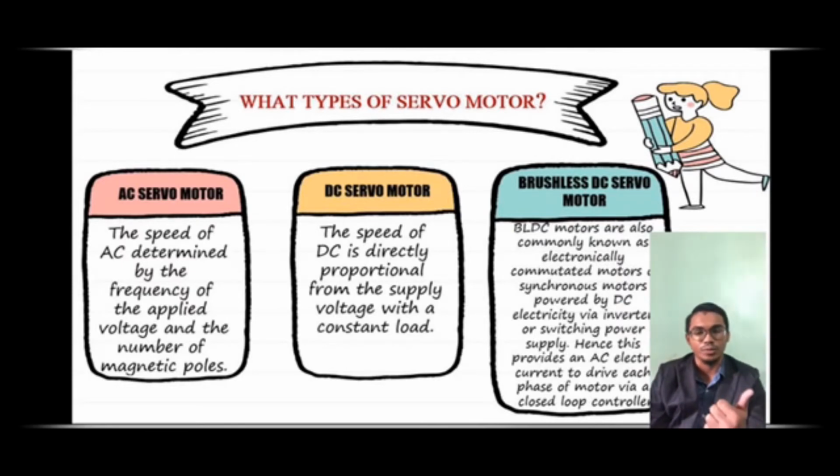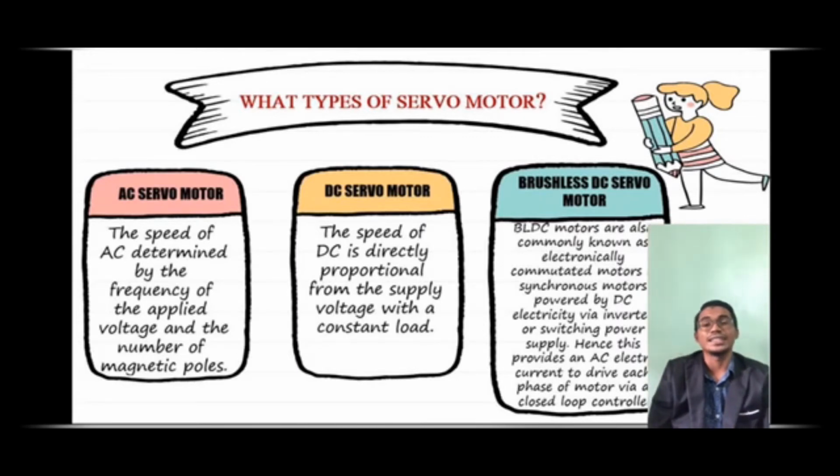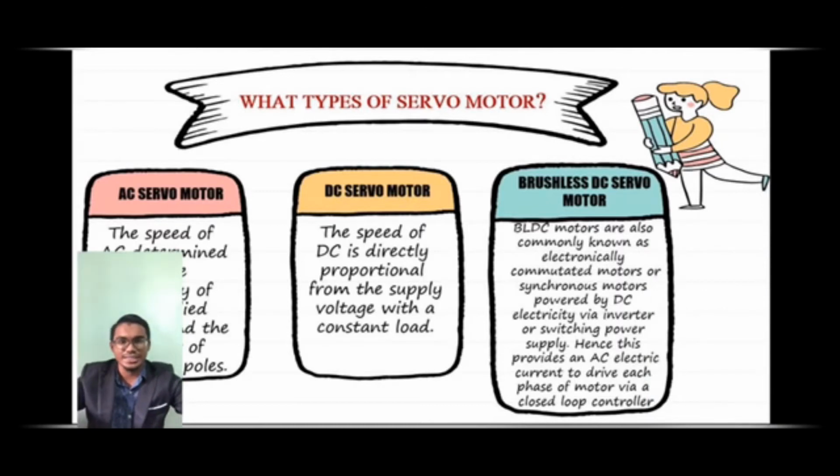There are the AC servo motor, the DC servo motor, and the brushless DC servo motor. Okay, what is an AC servo motor? For an AC servo motor, the speed is determined by the frequency of the applied voltage and the number of magnetic poles. What is the DC servo motor? For a DC servo motor, the speed is directly proportional to the supply voltage with a constant load.